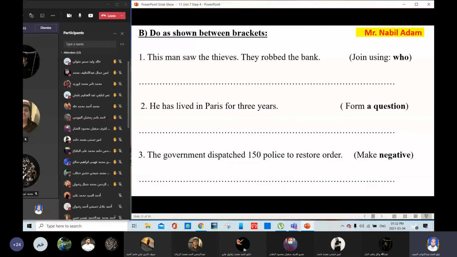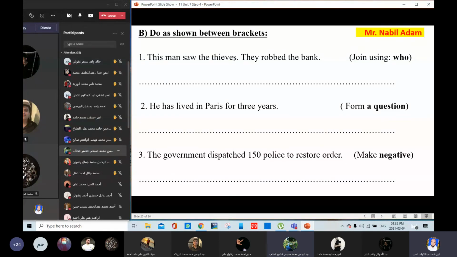Abd Rahman Mohamed Sobhy. Yes. This man showed us that they robbed the bank. Do the question on the last sentence. Please join using who. Don't ask a question. You are going to join the two sentences to make one sentence. Also, the thieves, okay, who robbed the bank.